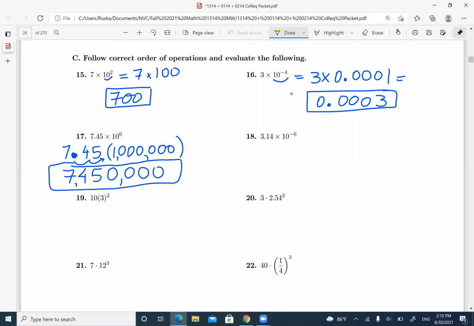You have 7 points, right? When I move the decimal with 2 zeros, I'm moving it 2 places to the right. When I multiply by a positive exponent, I move the decimal to the right. When I multiply 3 times 10 to the negative exponent, I move the decimal to the left. How many places? 4, right? 1, 2, 3, 4 places. Everybody see that?